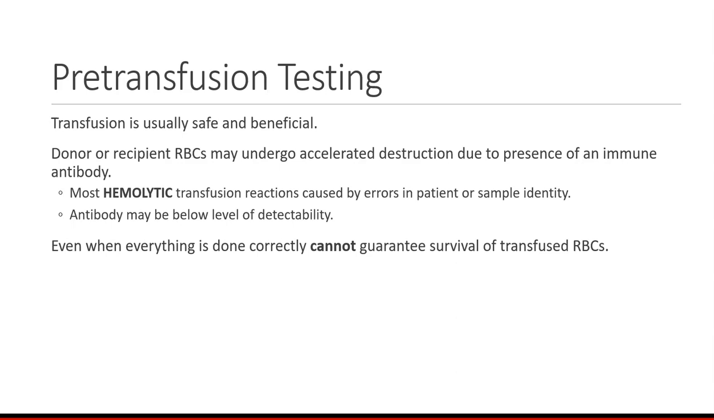Otherwise, unfortunately, if they are not the same type, if they're an incompatible type, they may undergo a hemolytic transfusion reaction and die. The antibody may be below the level of detectability. Remember, we have our primary and our secondary immune responses, and in the primary, the IgG antibody may fall below the level of detectability. It's still there, but our test systems are not sensitive enough to detect them. Even when everything is done absolutely correctly, we cannot guarantee survival of transfused cells.